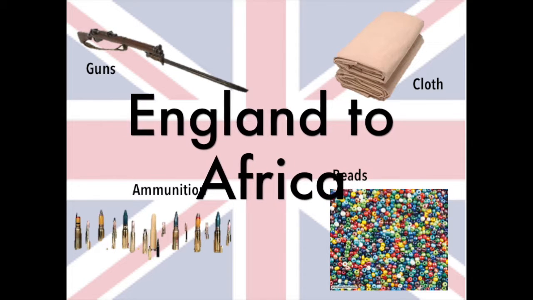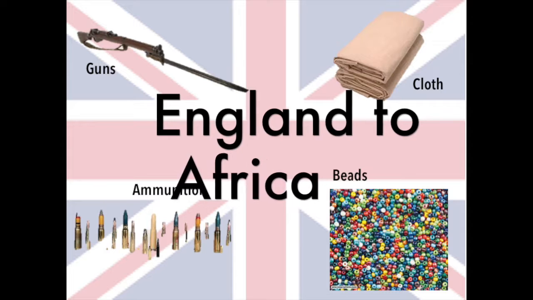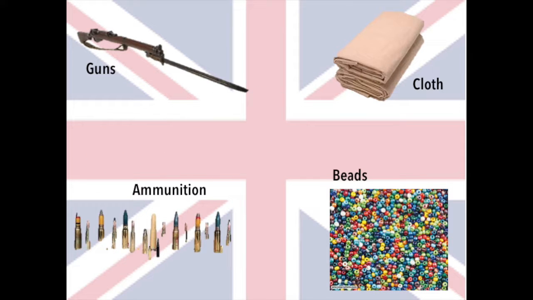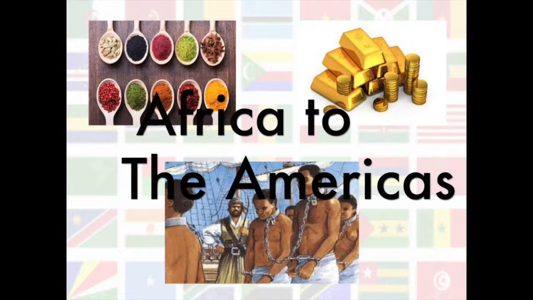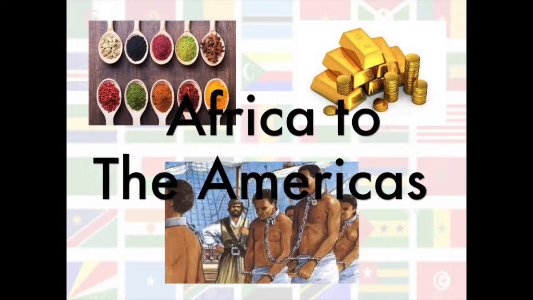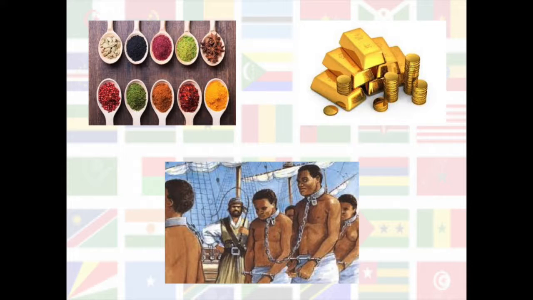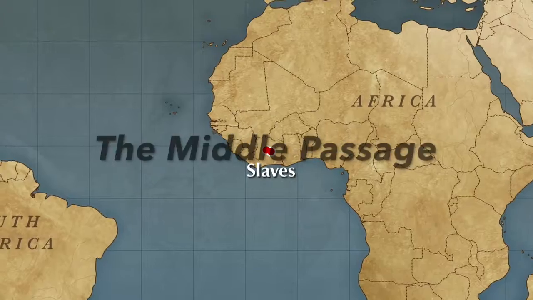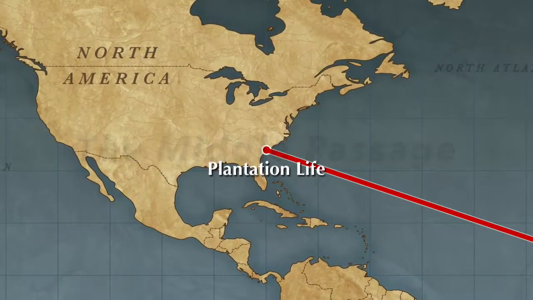First, England shipped their exports to Africa in exchange for imports. Some of the exports sent out by England included guns, cloths, ammunition, and beads. Next, Africa shipped exports like spices, gold, and slaves to the Americas on a leg of the triangular trade known as the Middle Passage. About 12 million Africans were kidnapped and forced into slavery.